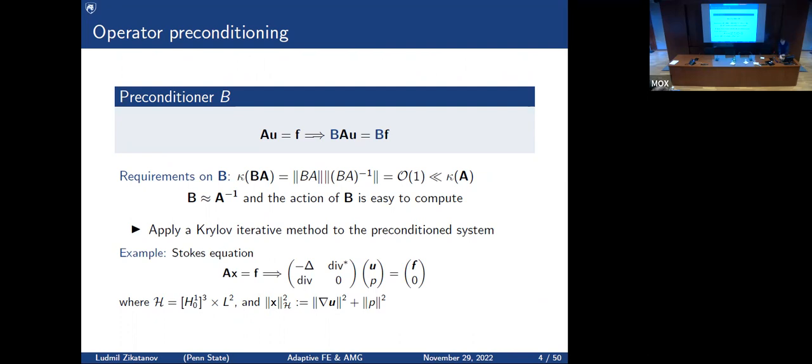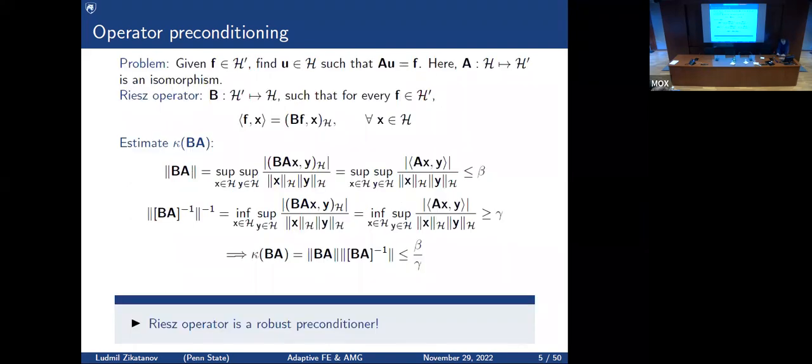Okay, now let's look at the Riesz operator. This is the definition of it. B applied to a functional should map us from the dual space back to the original space H. And we look at the norm of BA, and okay, you take the supremum twice, then you use the definition of B.